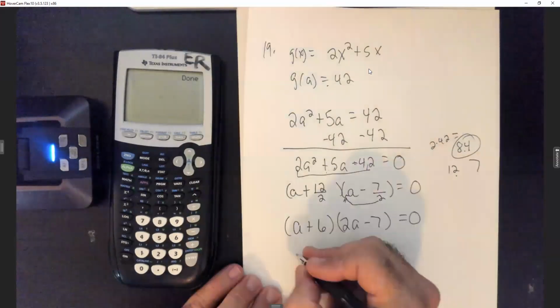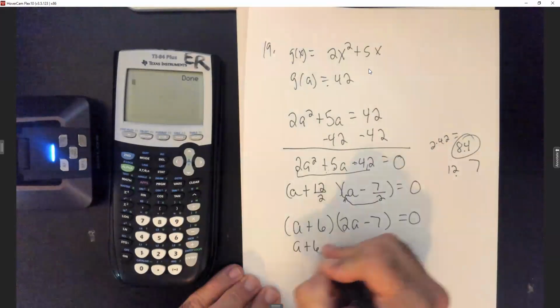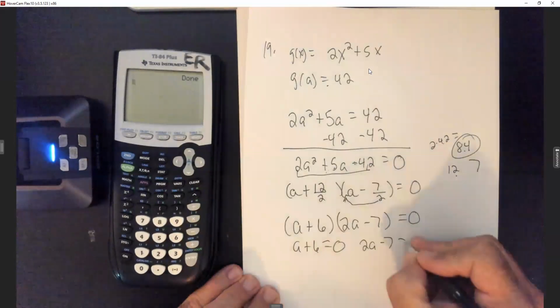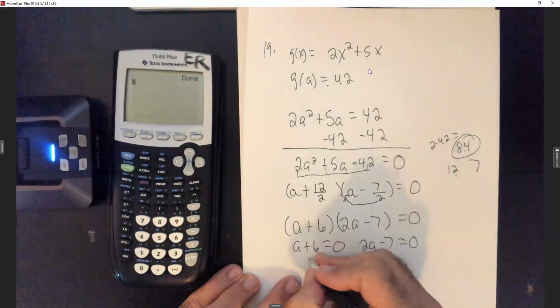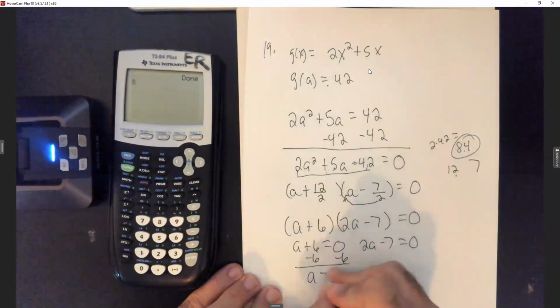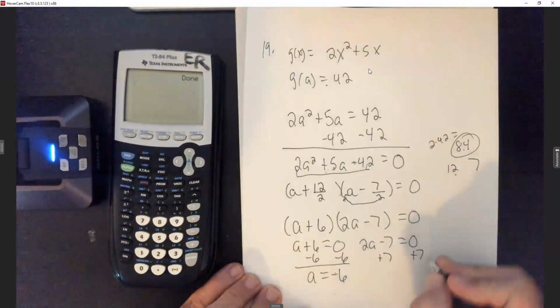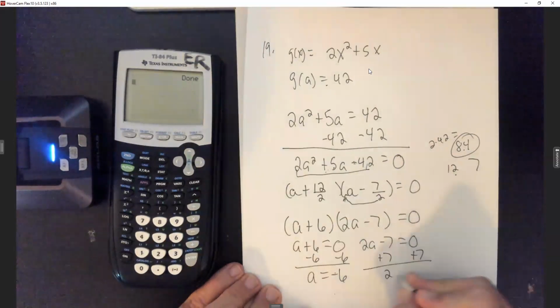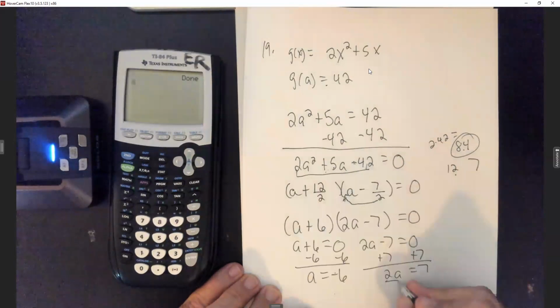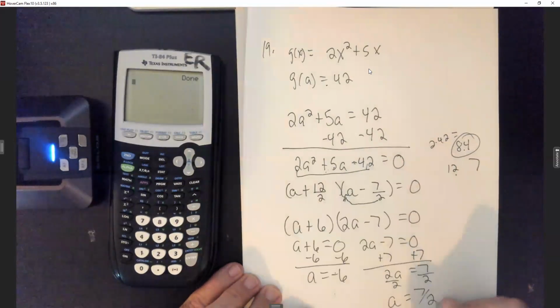And then, y'all, since I'm factored, I now set them equal to 0 and solve. So once again, I get a, which is a negative 6. Over here, I'm going to add 7. So 2a equals 7, and then divide by 2, so that a equals 7 halves.